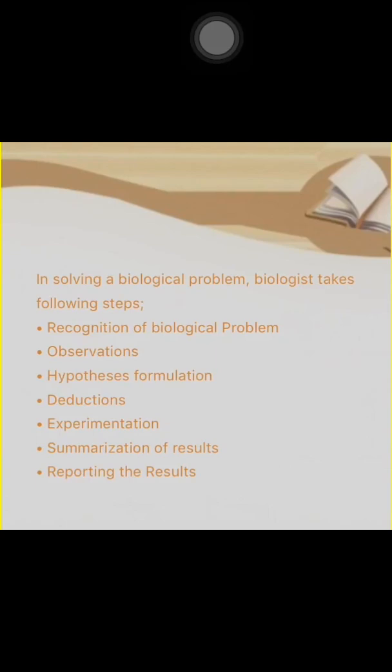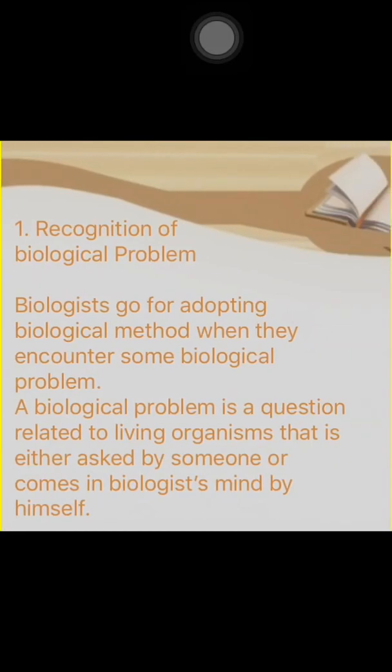In solving a biological problem, biologists take the following steps. These are 7 major steps that any biologist takes to solve any biological problem. First, recognition of biological problem. That means what is a biological problem. Then they make observations, then form hypothesis, deductions, experiment, summarization of results and reporting of results. We will study in detail each one of them.